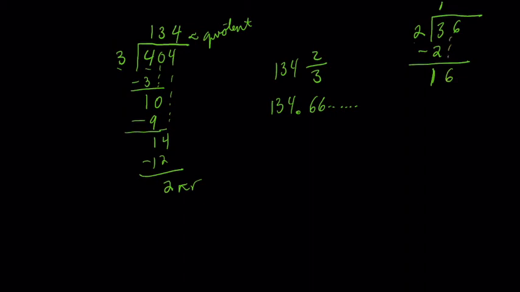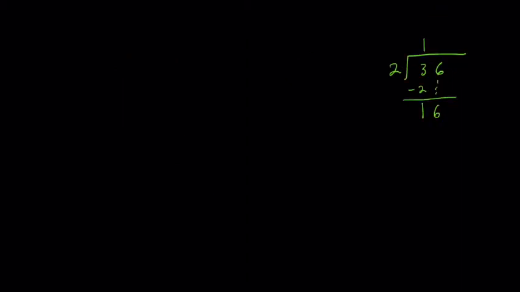How many times does 2 go into 16? It goes into 16 8 times. So 0 is our remainder, and because 0 is a remainder, 2 divides 36 evenly, and we find a quotient of 18.